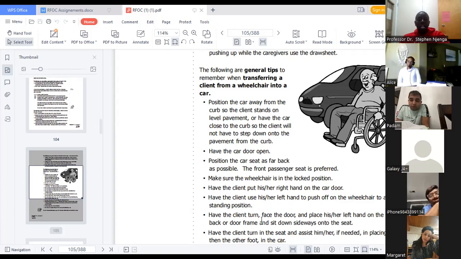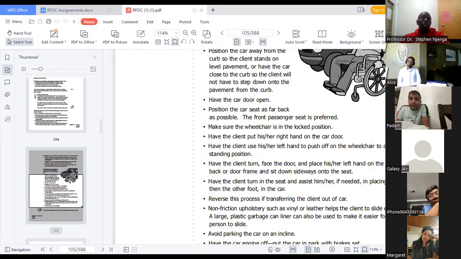Have the client turn to face the door and place his or her left hand on the seat back or door frame, and then sit down sideways onto the seat. With all this, we are going to do it practically, and I'm going to show you how to do it. Reverse this process if you're transferring the client out of the car.